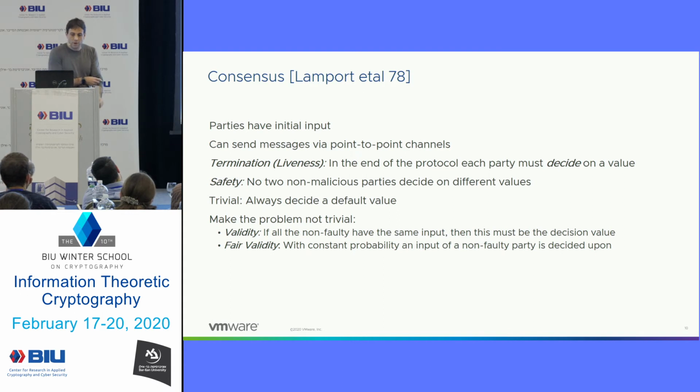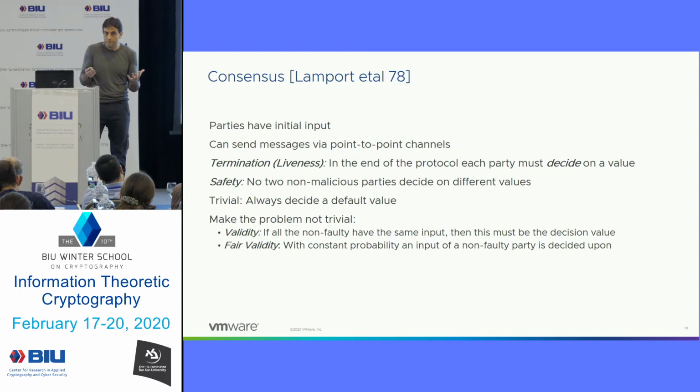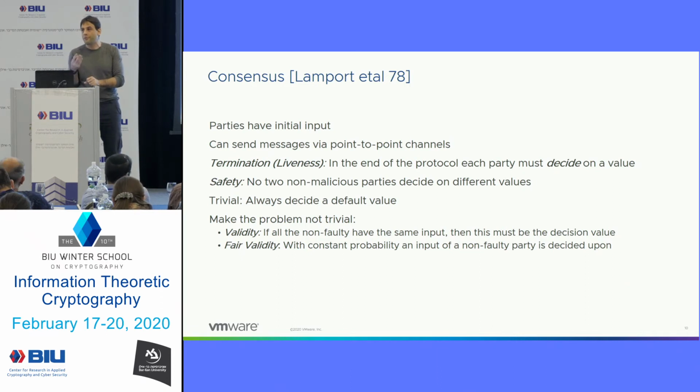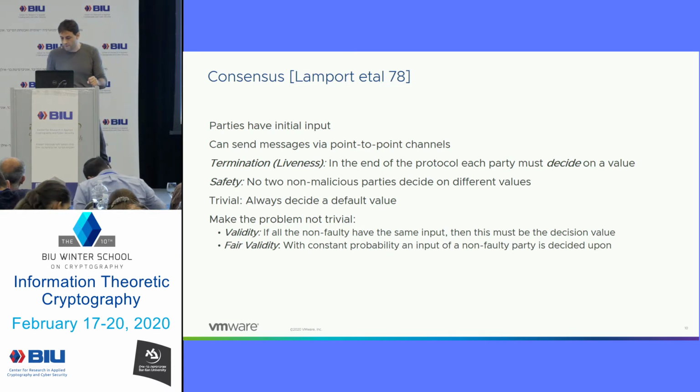Here is one which we will talk a little bit about later on, which is a fair validity, which basically says that we all have inputs. And in addition to the simple validity property, we will say that with constant probability, an input of a non-faulty party is the decision value. Okay, so this gives you a somewhat stronger type of validity.